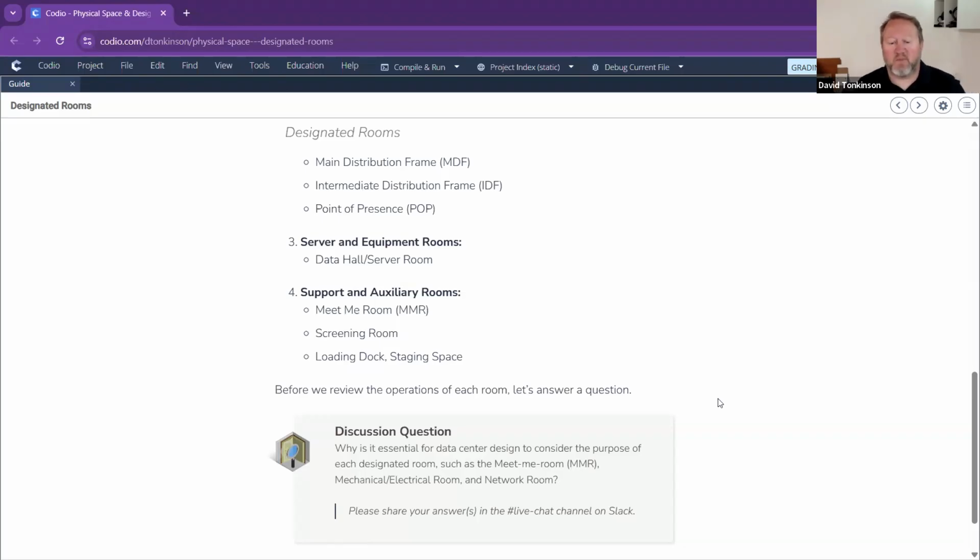And then we have what's known as the support and auxiliary room. We're going to go into it, it's interesting. Have a think about what you think a meet me room is. Think about it, and then we will tell you what it actually is. We have a screening room and a loading dock and staging spaces.